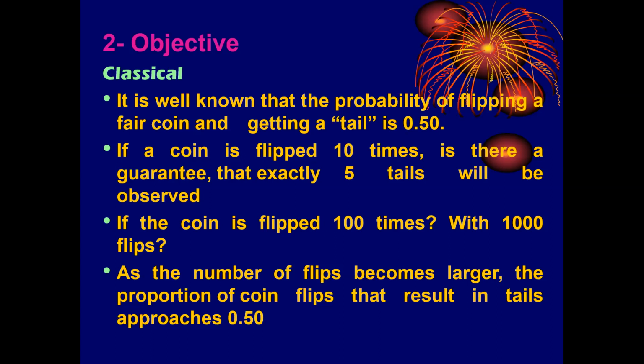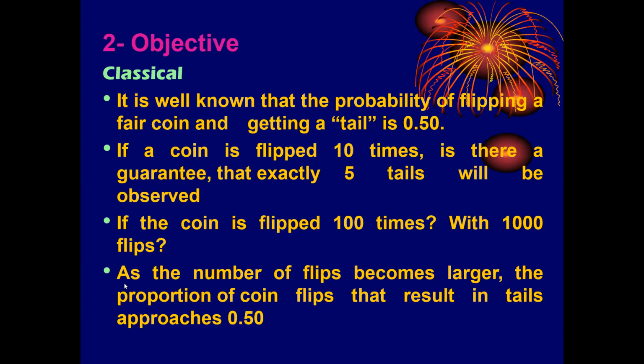When you continue to have more tosses, you're actually going to see that the experimental probability will converge to the theoretical. In the long run, that's what we mean. In the long run, the experimental probability will converge to the theoretical probability. And that's exactly what I'm trying to say here.